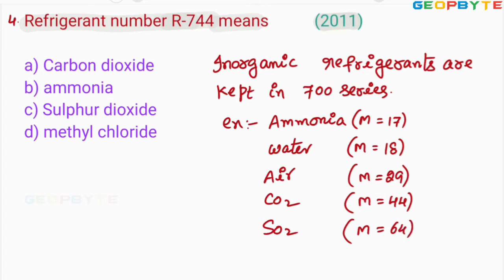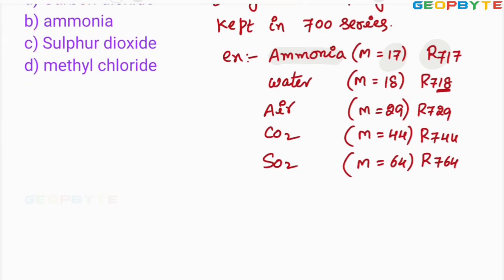Then ammonia is represented like this: R717. Since ammonia is an inorganic refrigerant, it is kept in the 700 series, followed by the remaining two digits, its molecular weight, 17. Water is R718. The last two digits indicate the molecular weight. Air is represented by R729, carbon dioxide R744, SO2 R764. Let me write that point.